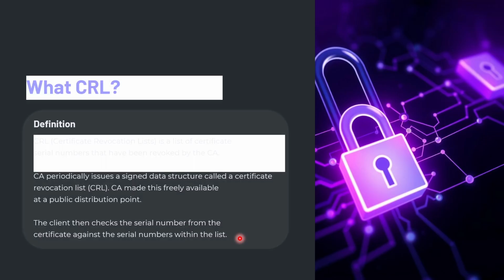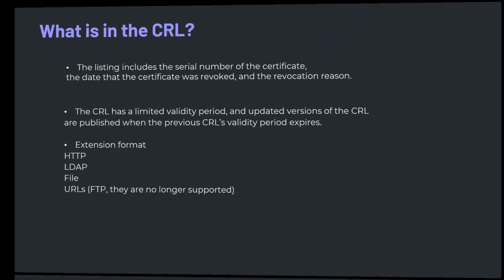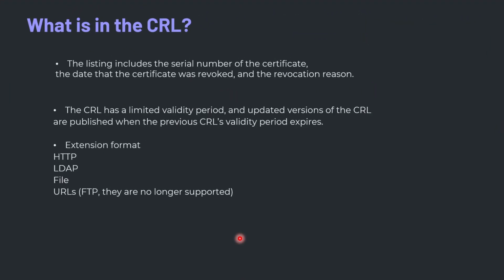Now let's go to the next slide. So what is the CRL? I just mentioned what the CRL is. The listing includes the serial number of the certificate, the date the certificate was revoked, and the revocation reason. So in the CRL file, we will have the date as well. I mentioned that we will check the serial number, but along with that, the date when that certificate was revoked will be mentioned.